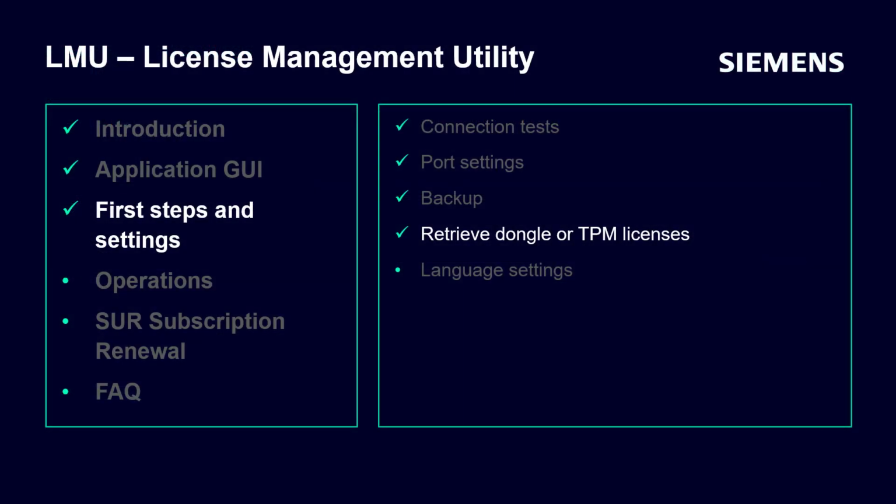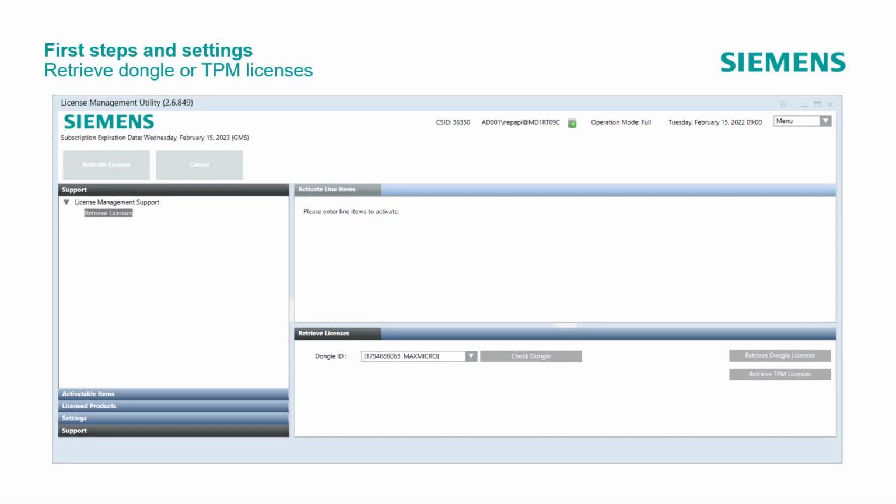With these features, licenses can be retrieved from the license server. The application offers the possibility to retrieve both the dongle or TPM licenses from the license server. Thus, an internet connection is required for these actions. Open the support page, navigate to retrieve licenses. In the operation pane, the license retrieve can be executed by using the corresponding button.